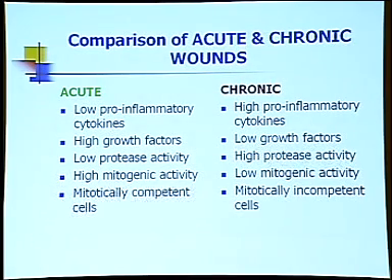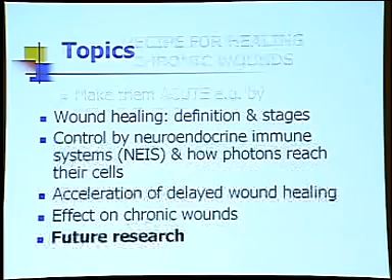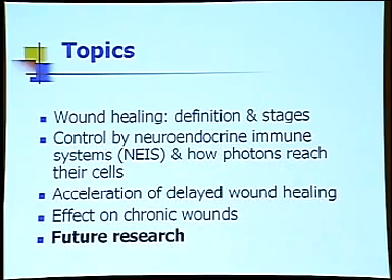Chronic hasn't. You get low protease, high protease there. There's a different cocktail of materials in an acute wound that's gone on to heal than there is in a chronic wound. My recipe for healing a chronic wound is to make them acute by debridement. Then start treating with light as soon as possible. You'll accelerate the resolution of inflammation, and if you improve the health of the patient, or get the patient to improve their own health, show them what to do and get them to do it, then those wounds will heal, and they'll do so rapidly, even in the sick and old, and also in the young and sick.